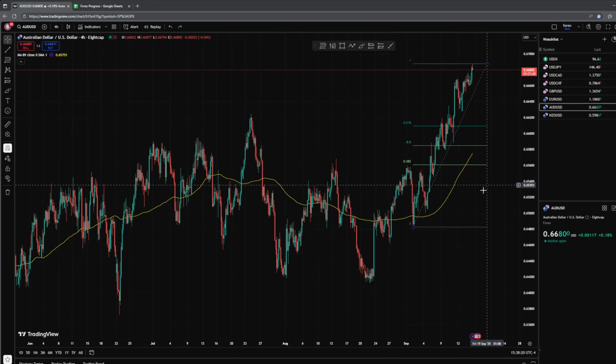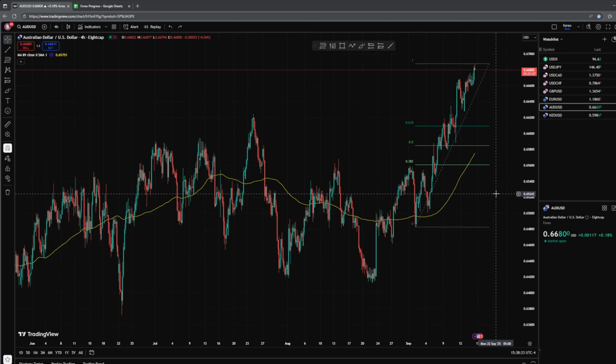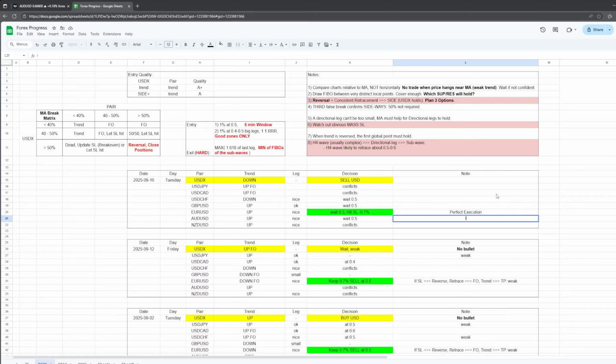So let's write it down. Aussie: trend is up, leg size is nice. Our decision is to wait for the 50% zone here. So right now in the Aussie we have a really nice price formation and the trend looks strong and healthy. So right now it looks best. And also USD Swiss franc looks best. So let's also write it down.